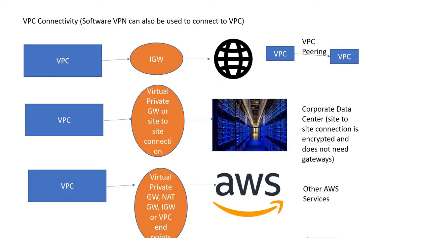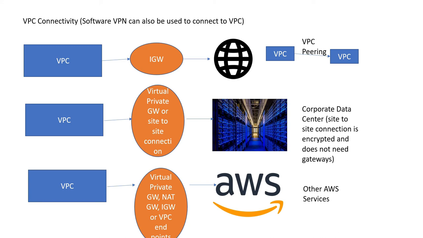Now let's look at what are the different ways to connect to a VPC. For example, I have explained three scenarios here. If you have a VPC and you want to talk to the internet, we saw in the previous example that you should use an IGW, that is your internet gateway. But if you have two VPCs and the two VPCs need to talk to each other, then you should use VPC peering.